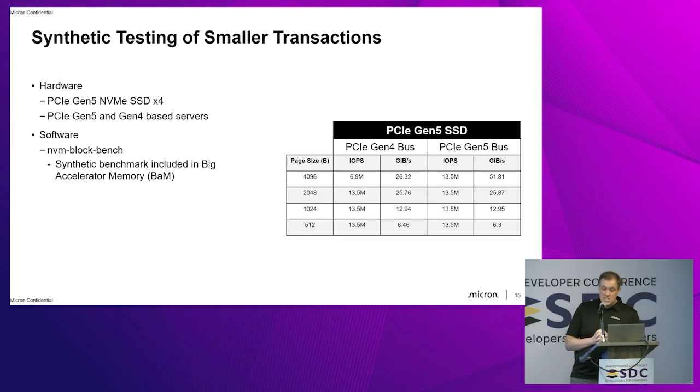We did a proof of concept with some synthetic testing. This was using our Gen 5 device in a Gen 4 system, where we test the IOPS for using lower transactions. So we used NVIDIA Blockbench, which is a synthetic benchmark that's included in NVIDIA's BAM, Big Accelerator Memory, which is the underlying system that GIDS is built on. You could do the same test with FIO, but since we wanted to use the same architecture that we were using for GIDS, we chose to use NVIDIA Blockbench.